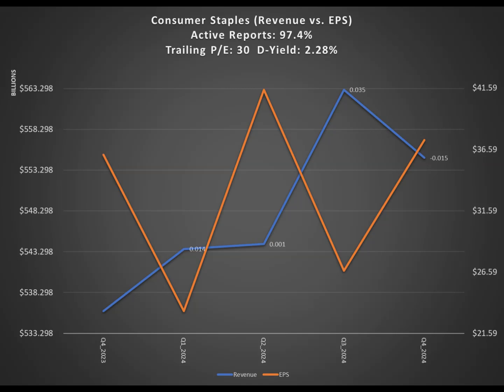Footnotes for the consumer staples sector. Missing reports, Bunge Limited, ticker BG, sub-industry, agricultural products and services, no reports filed since Q3 2023.